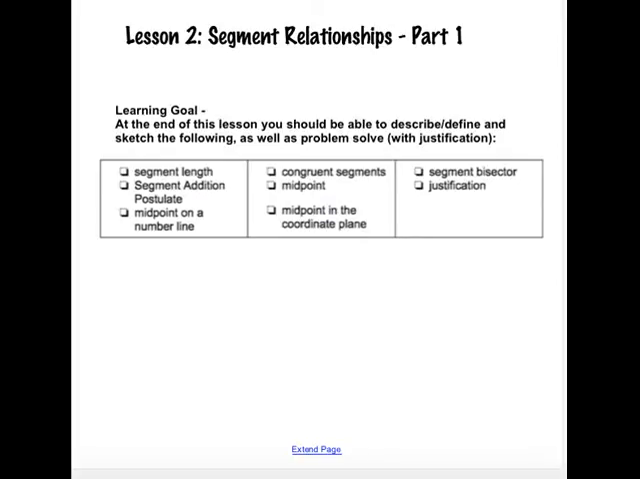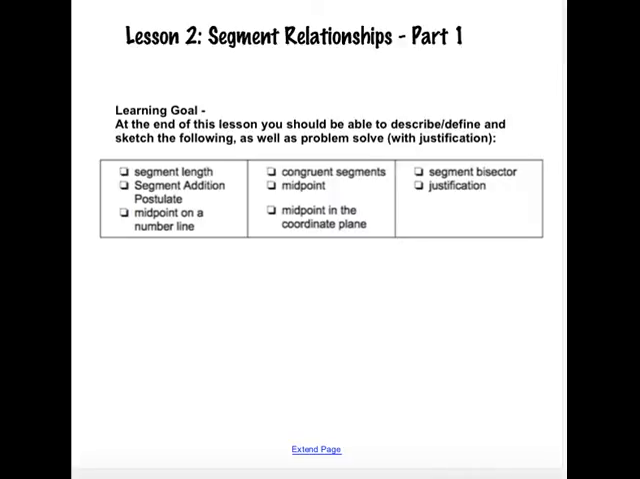Alright, lesson 2 on segment relationships. Our learning goal: at the end of this lesson, you should be able to describe, define, and sketch the following, as well as problem solve with justifications. So make sure you have your vocab stuff out.